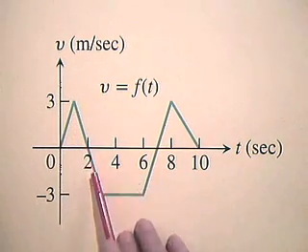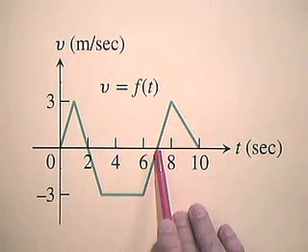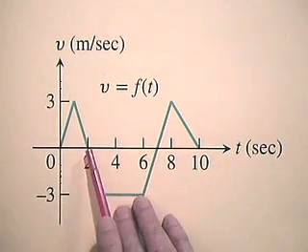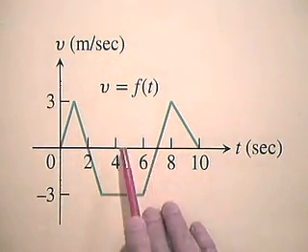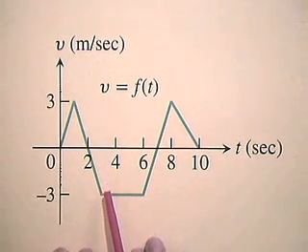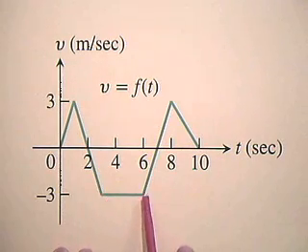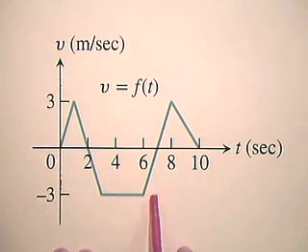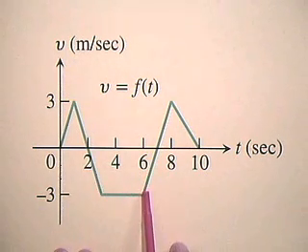So that's the way we find where the body reverses directions. If the velocity is continuous, simply look where the graph crosses the horizontal axis. Also, as far as finding where the body is moving at constant speed, we just look at places where the graph is horizontal, because that's where velocity is constant.